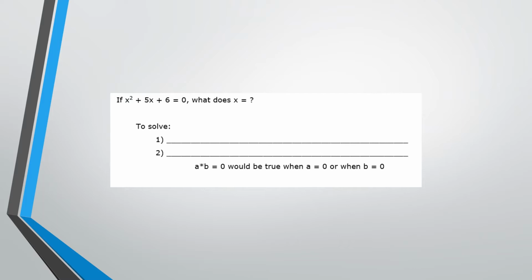So we've got two choices. Yesterday we talked about how we could graph and then find the x-intercepts. Okay, our other choice would be to factor. We set each factor equal to 0 and solve for x.